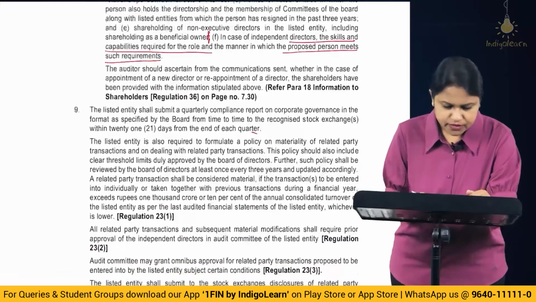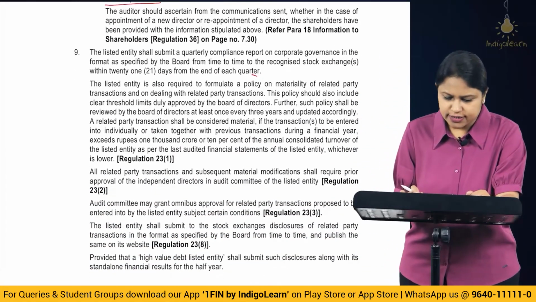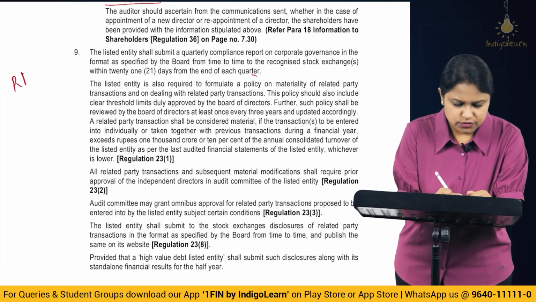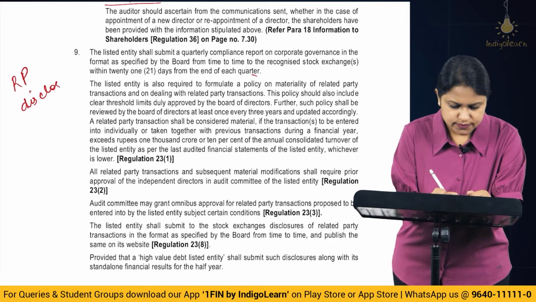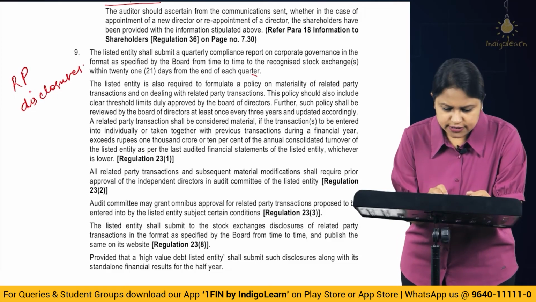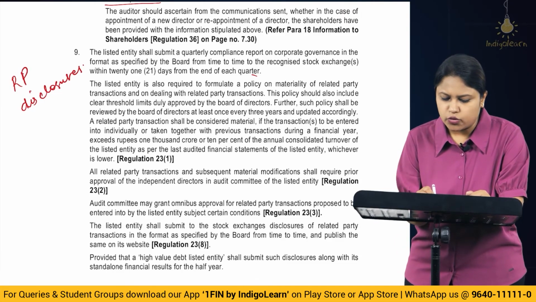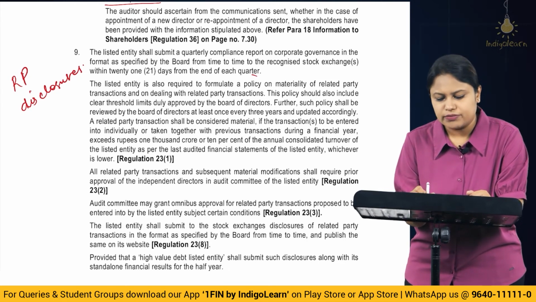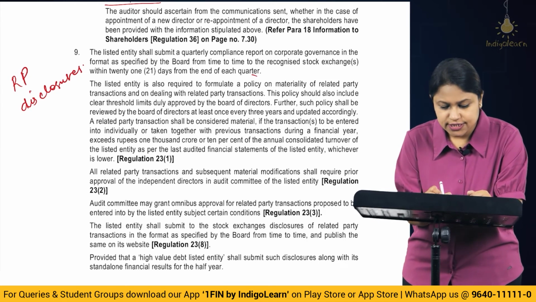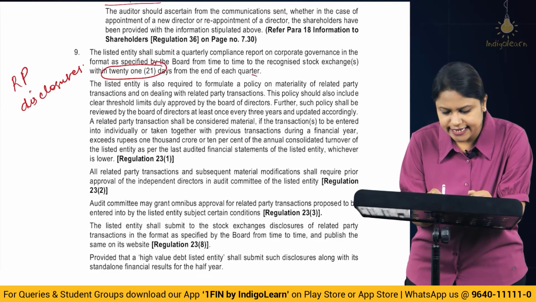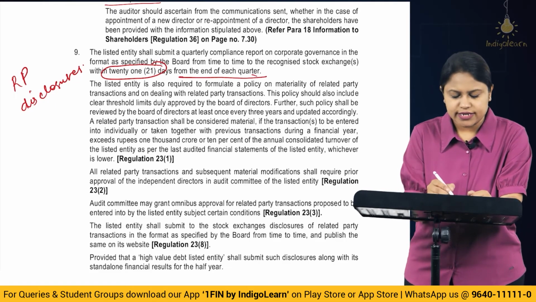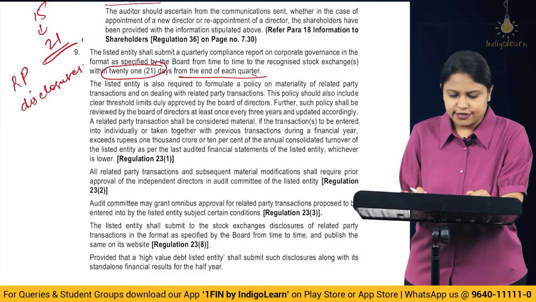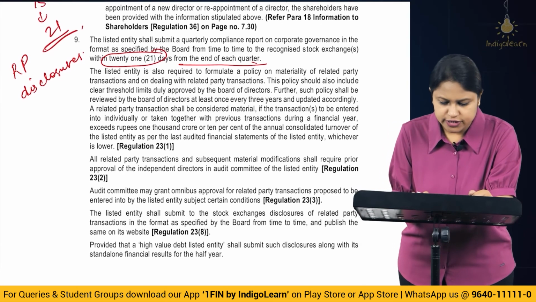All right. Then comes the 9th one, that is regulation 23. So here first, it's about related party disclosures. The listed entity shall submit a quarterly compliance report on corporate governance in the format as specified by the board from time to time to the recognized stock exchanges within 21 days from the end of each quarter. So 15 becomes 21. It's now 21 days from the end of each quarter.